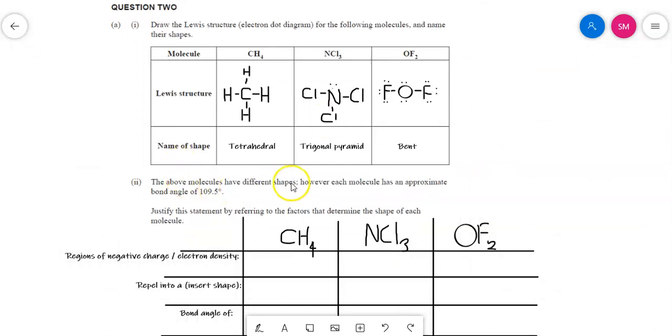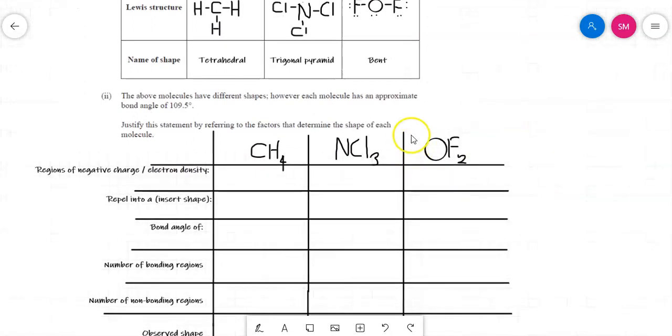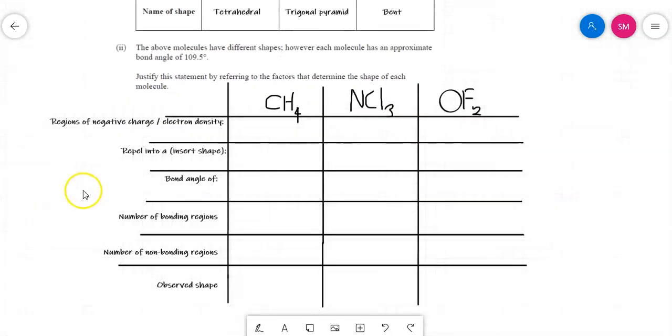So the above molecules have different shapes, however, each molecule has an approximate bond angle of 109.5 degrees. Justify this statement by referring to the factors that determine the shape of each molecule. So I've drawn out a bit of a table here. It looks like quite a lot, but with practice, you'll be able to get in the habit of just including all of this information in each answer that you give.